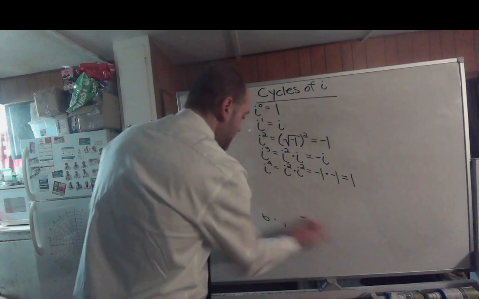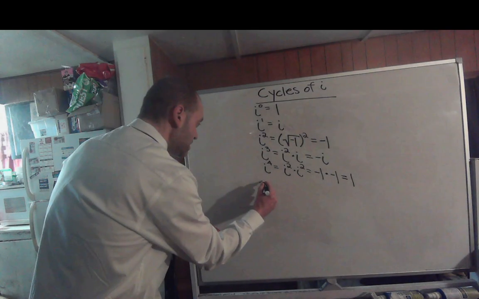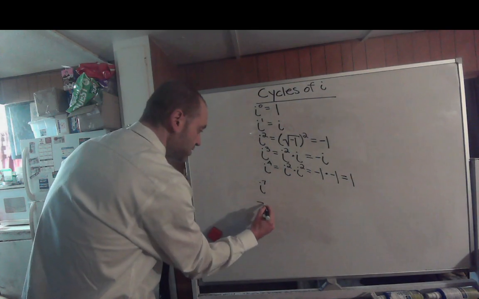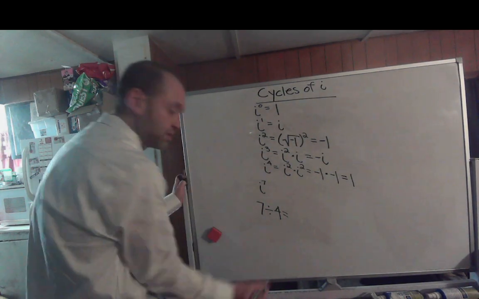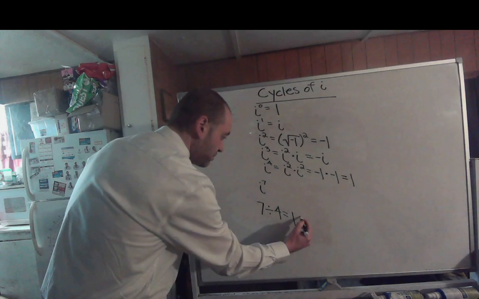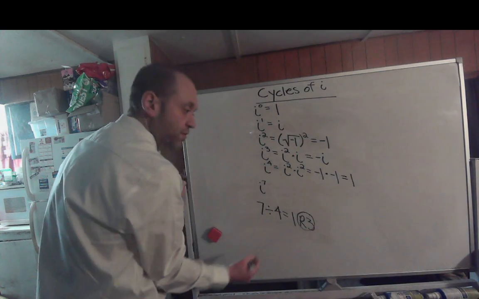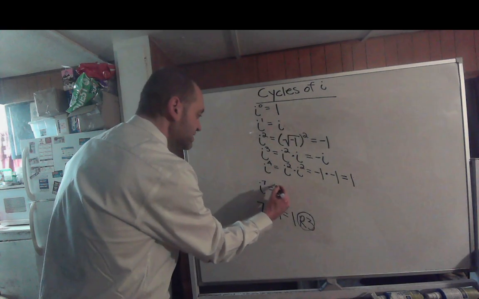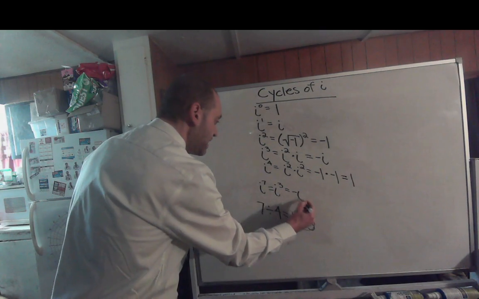All right, let's do i to the seventh. With i to the seventh, you take that 7, divide it by 4. 4 does go into 7 one time, but you have a remainder of 3. It's that remainder of 3 you want to focus on. So i to the seventh is the same as i to the third, which would end up giving you negative i.